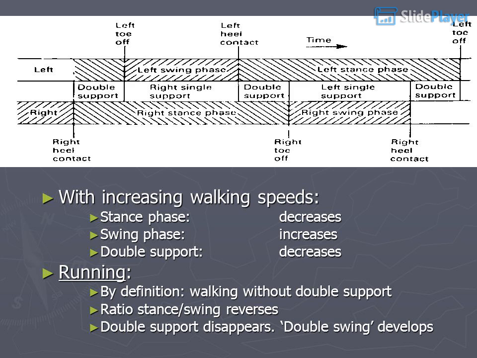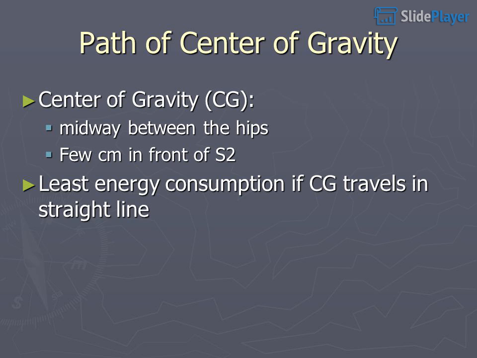With increasing walking speeds, stance phase decreases, swing phase increases, and double support decreases. Running is, by definition, walking without double support. The stance to swing ratio reverses, double support disappears, and double swing develops.